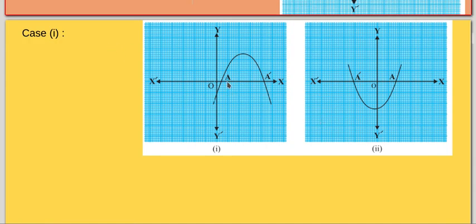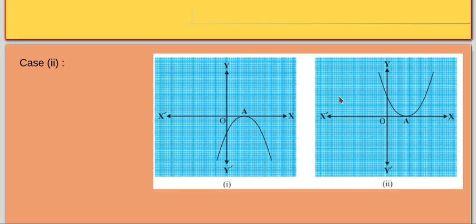So in this case 1, we have discussed different cases. In this first case, either a downward curve or an upward curve, in both of these curves it is meeting the x-axis at two different places. In this graph also, it is meeting the x-axis at two different places.